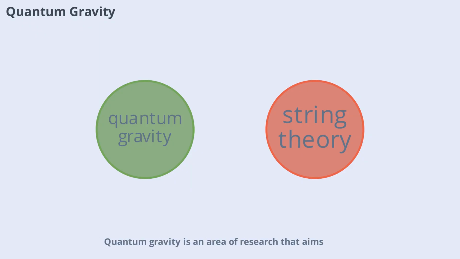Quantum gravity is an area of research that aims to explain how gravity works at the smallest scales. Theories like string theory and loop quantum gravity are being developed, but a complete theory is still out of reach. Solving this puzzle could unlock new secrets about the universe.